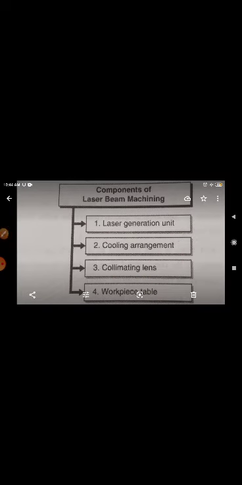Then let's see what is next. What are the process controlling parameters and components of laser beam machining? What are the components of laser beam machining? Laser generating unit, then cooling arrangement, collimating lens, and workpiece table.